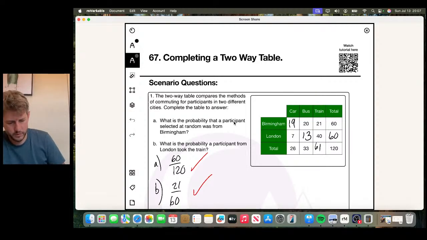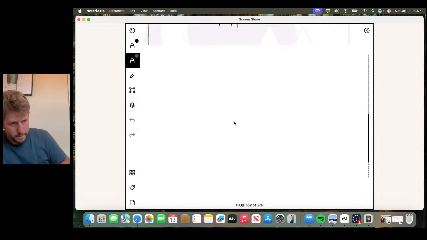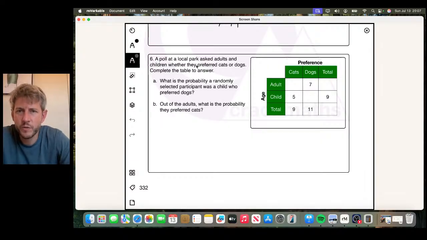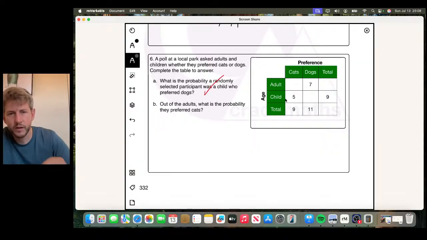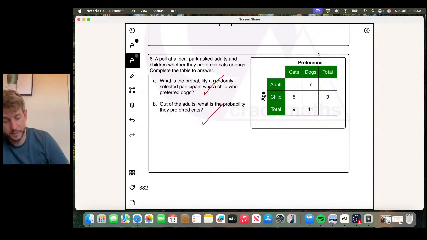Right, so we've got, okay, here we go. Question 6. A poll at a local park asked adults and children whether they preferred cats or dogs. Complete the table to answer. Okay, right. Can I answer these questions yet? What is the probability a randomly selected participant was a child who preferred dogs? Excellent. It's not there. Out of the adults, what is the probability they preferred cats? Excellent. We don't have the total. So these are both fine. So we don't have to do anything there, but let's work this stuff out.